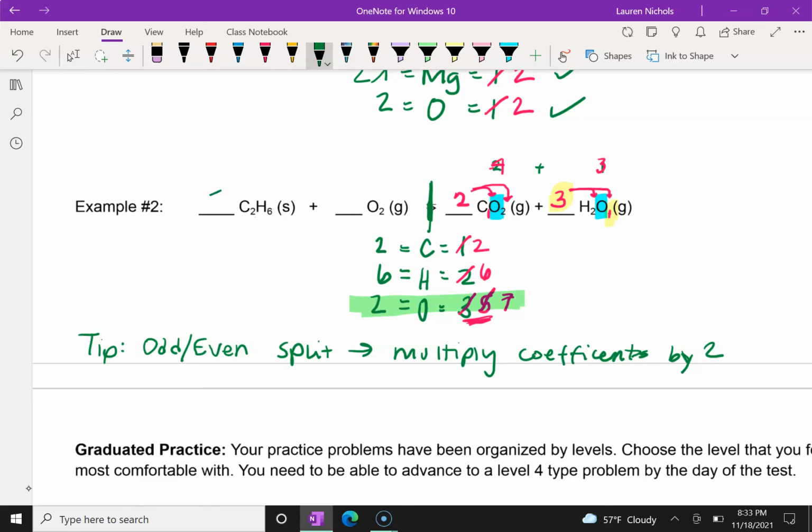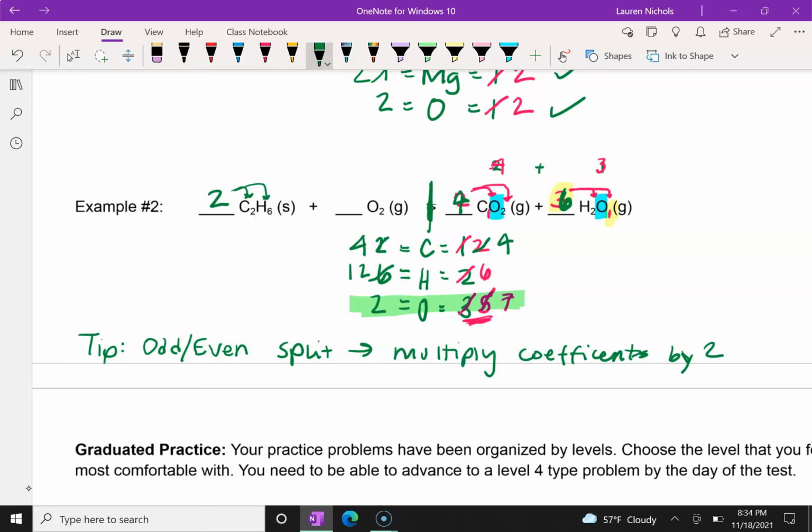So remember, currently there's a 1 right here. It's invisible, but it's still there. So instead of having a 1, we're going to multiply it by 2. And our 2 will become a 4. And our 3 will become a 6. So let's update our totals. 2 times 2 is 4. 2 times 6 is 12. Oxygen stayed the same. 4 times 1 is 4.